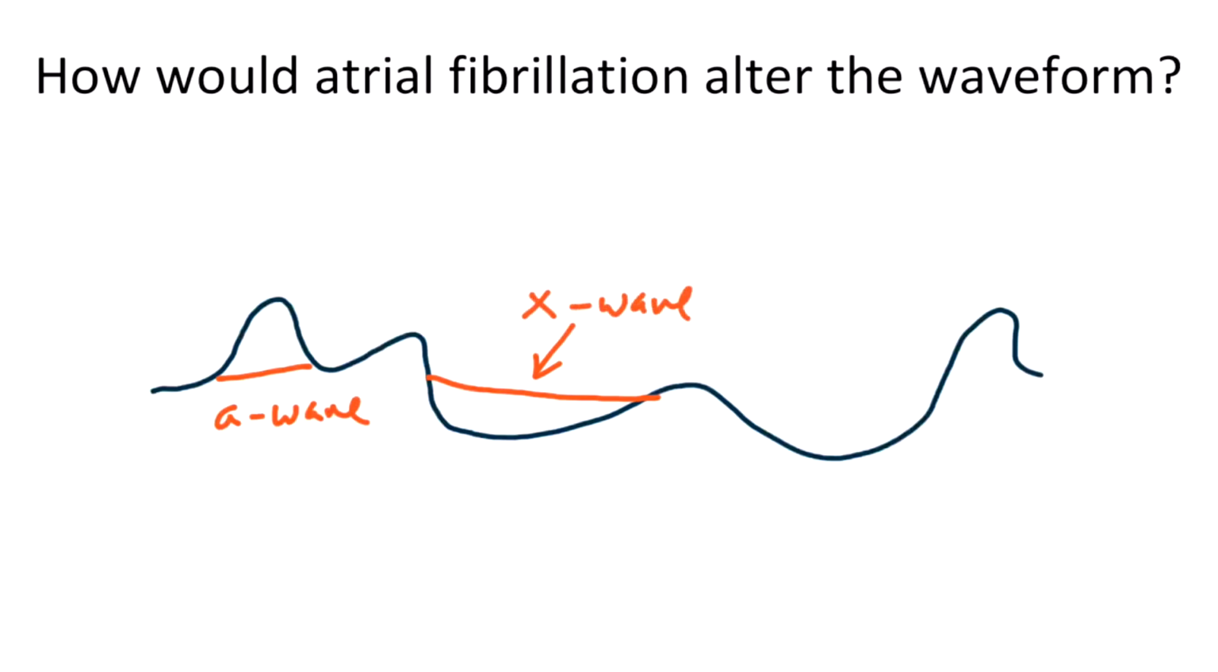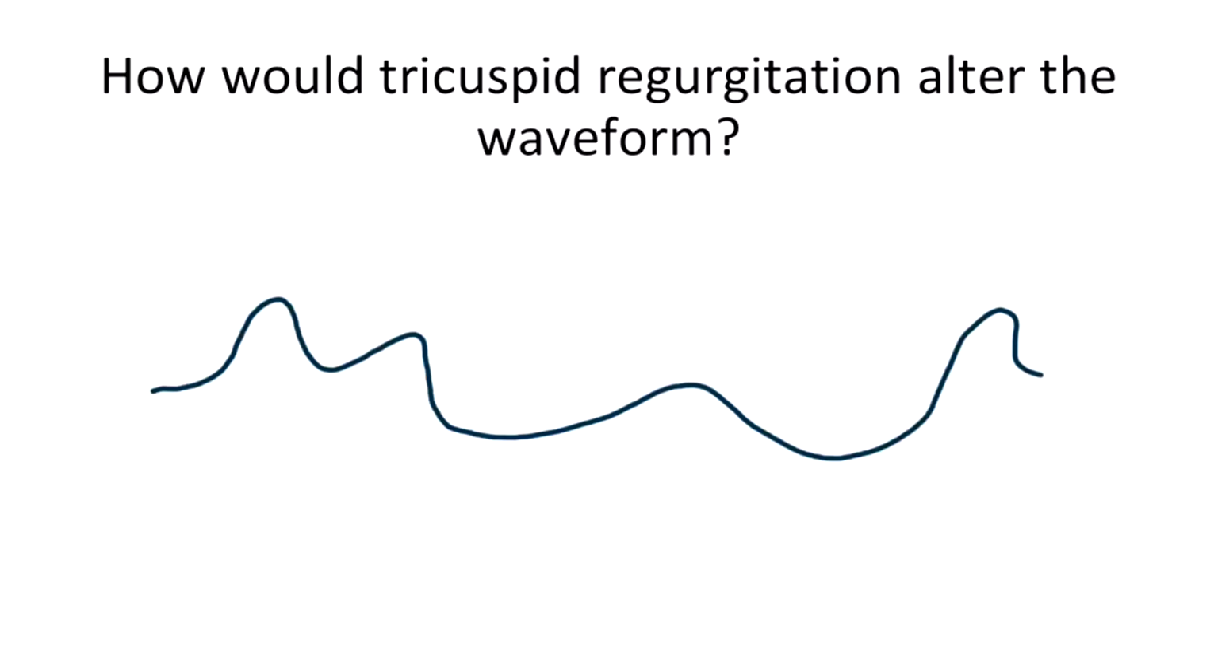Okay, let's wrap this section up with one more example. How would tricuspid regurgitation alter the JVP waveform? Recall that tricuspid regurgitation occurs when blood abnormally moves from the right ventricle to the right atrium during systole. On the JVP waveform, the C wave represents closure of the tricuspid valve, and the X wave represents atrial relaxation.